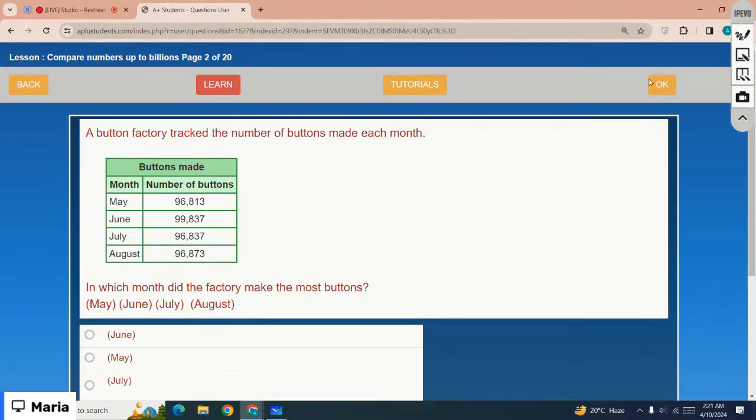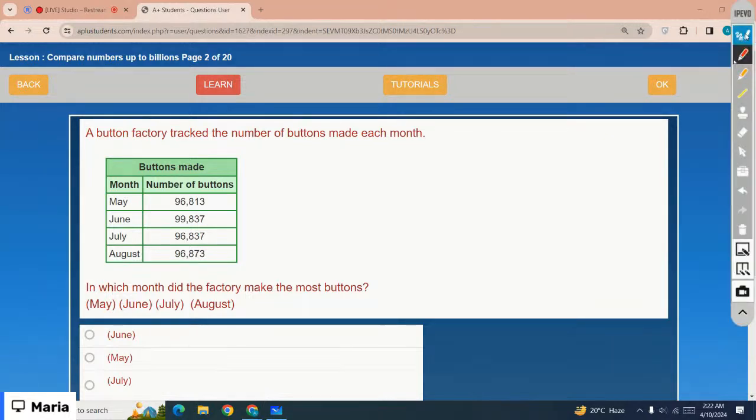A button factory tracked the number of buttons made each month. In which month did the factory make the most buttons? So, which is the correct option? Basically, you have to find a number that is the greatest one, right? So, which number is greatest?